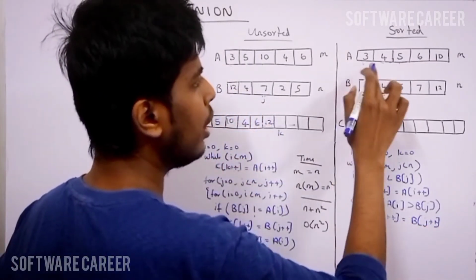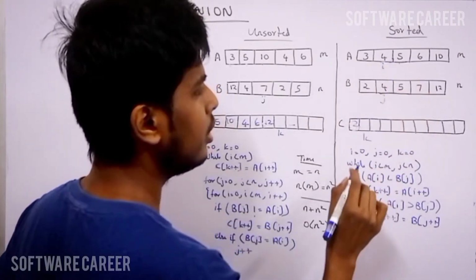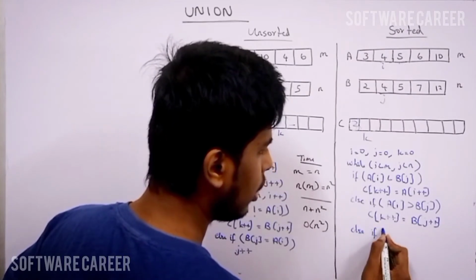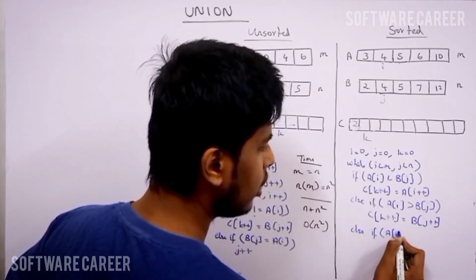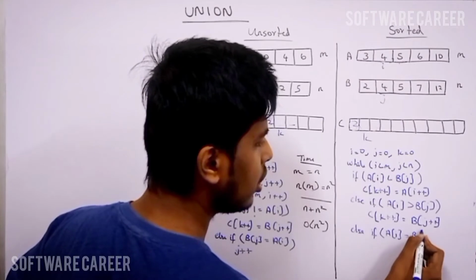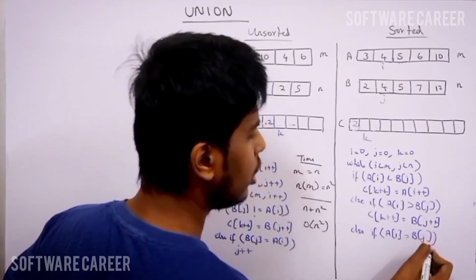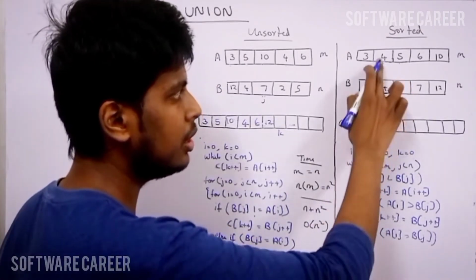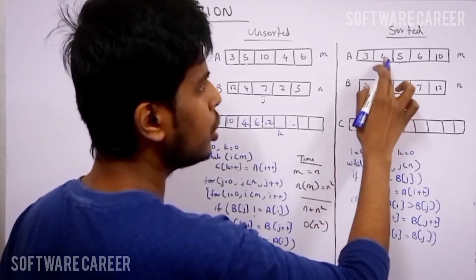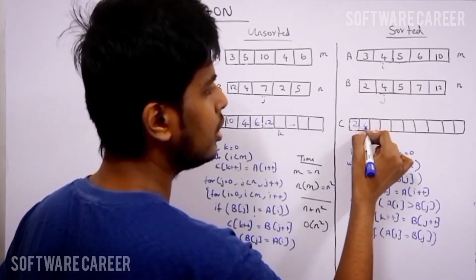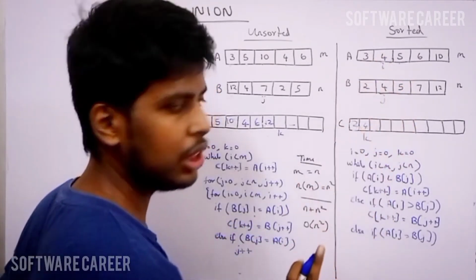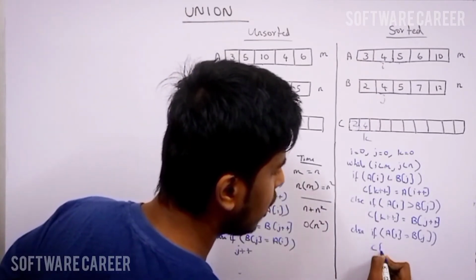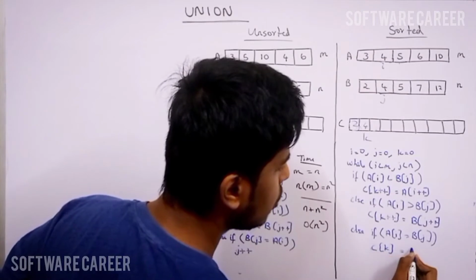Now suppose I is here and J is here. Now I am comparing else if A of I equals B of J. Now see here, A of I, that is 4, equals this B of J, that is 4. Now what should you do? You should copy this 4 over here. This A of I you should copy to the C of K. So I am writing here C of K equals A of I.